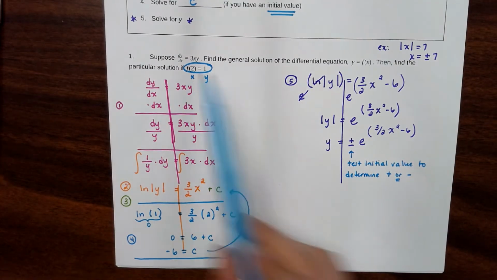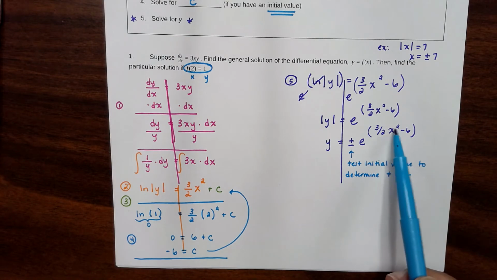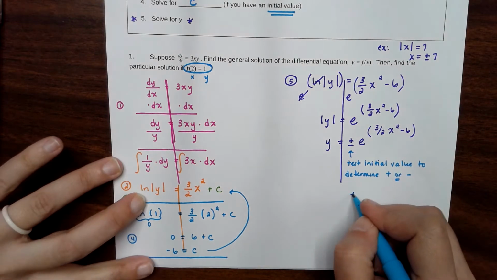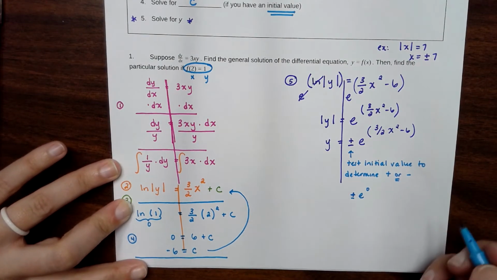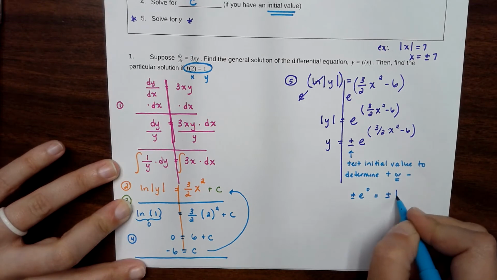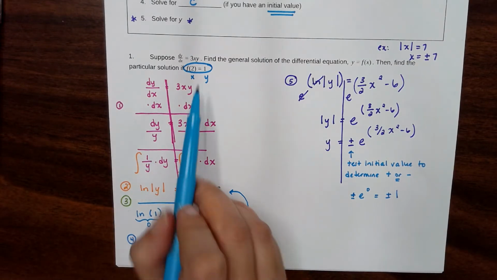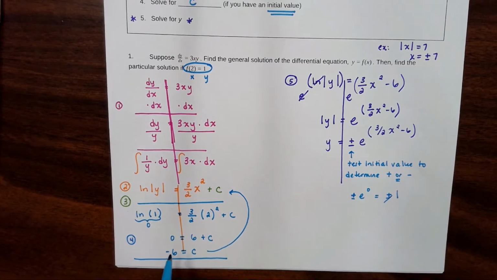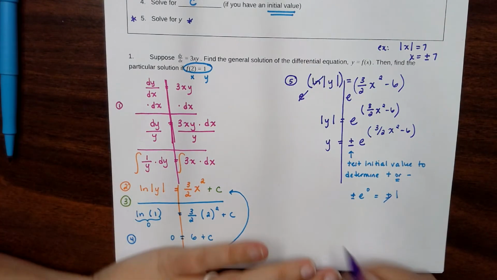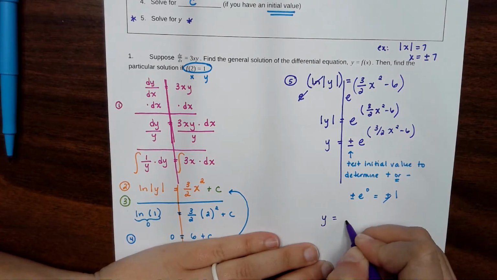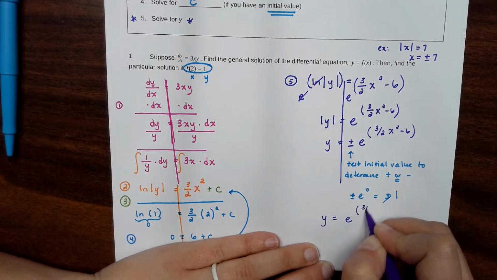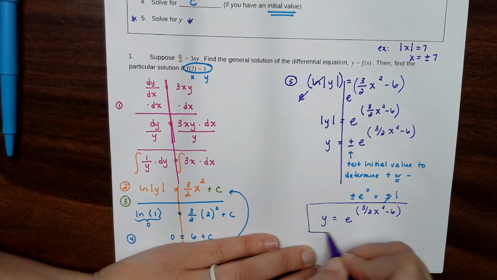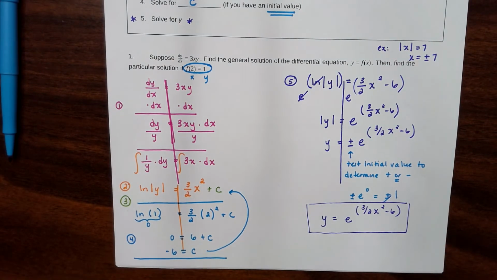So if I take the number 2 and I plug it into my final answer, 2 squared is 4 times 3 over 2 is 6, 6 minus 6 is 0. So if I test this, I get plus or minus e to the 0. Now e to the 0 is 1, which means I'm either going to have plus or minus 1. Since the initial value says that y should be positive 1, I know that I don't want the negative. So my final answer here, I'm not going to use the negative, I'm going to use the positive version. So e to the 3 over 2x squared minus 6, and I'm not going to have plus or minus, it's just going to be the positive, and that's my final answer.